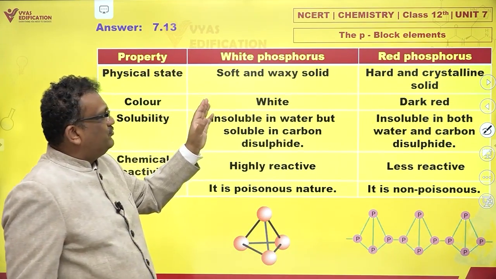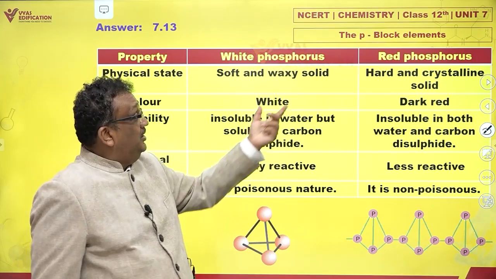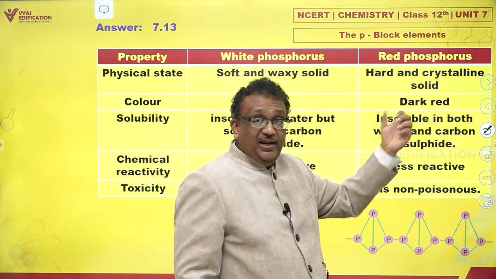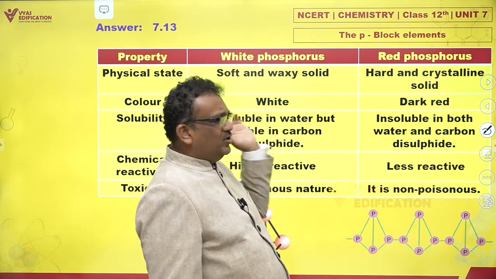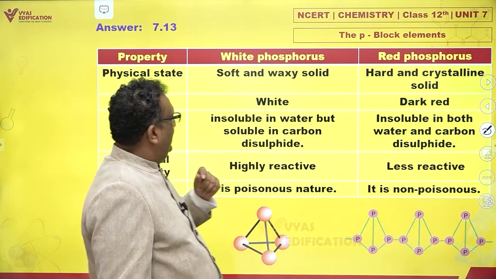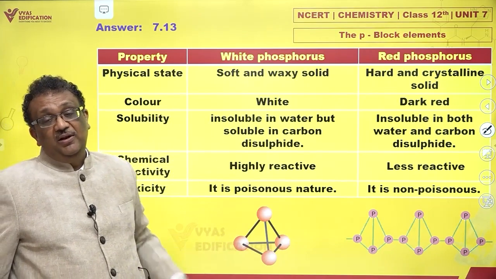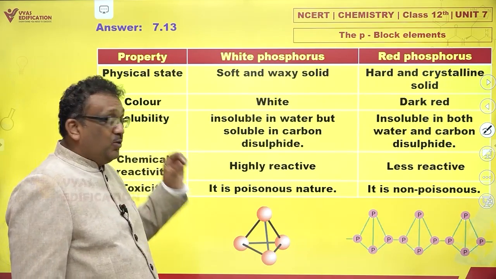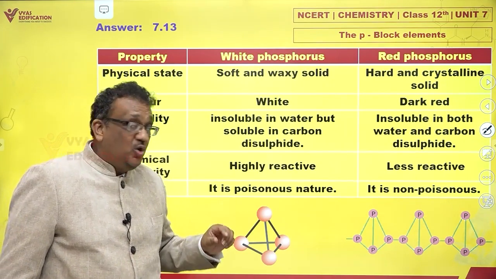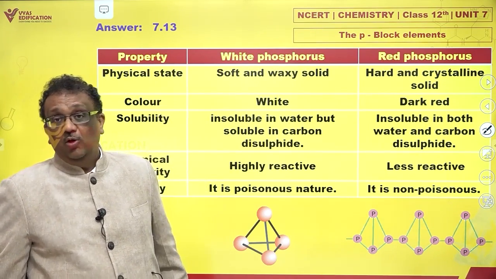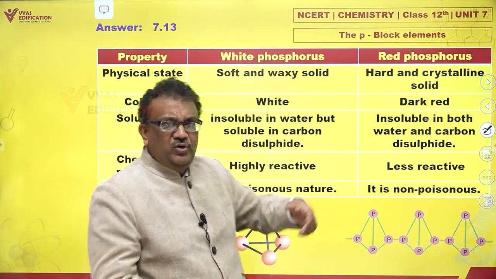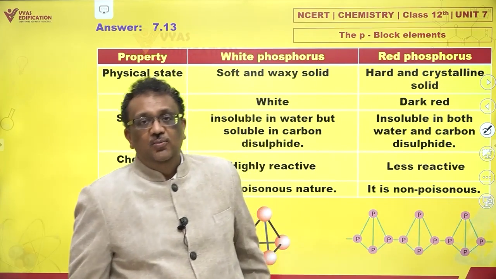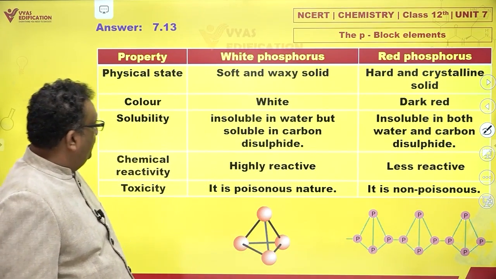Also, white phosphorus is a soft, waxy solid. Red phosphorus is relatively harder. Hard doesn't mean it is as good as iron, no. It is harder than white phosphorus, it is more crystalline, fine. Both of them are insoluble in water because they are not polar. But because white phosphorus has small discrete molecules, it can dissolve in carbon disulfide, which is also a non-polar solvent. Red phosphorus is a polymer, and polymers don't dissolve in anything, so it is insoluble in carbon disulfide also.